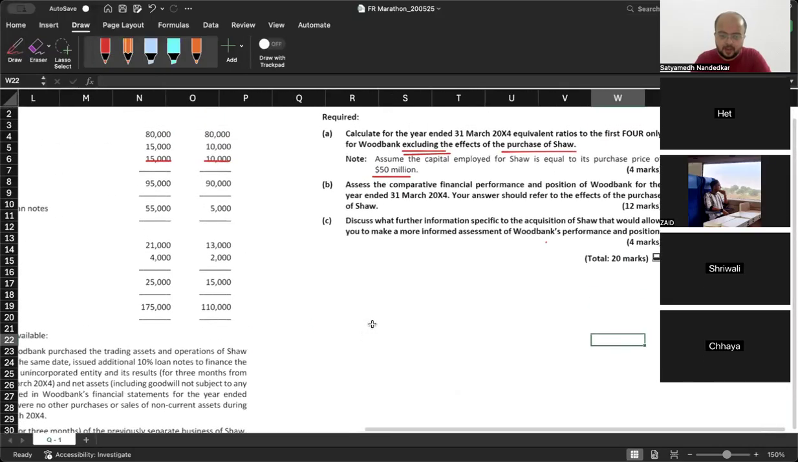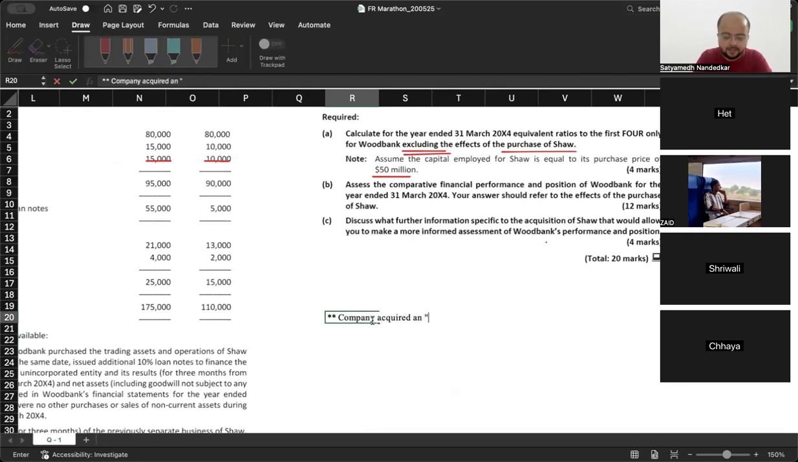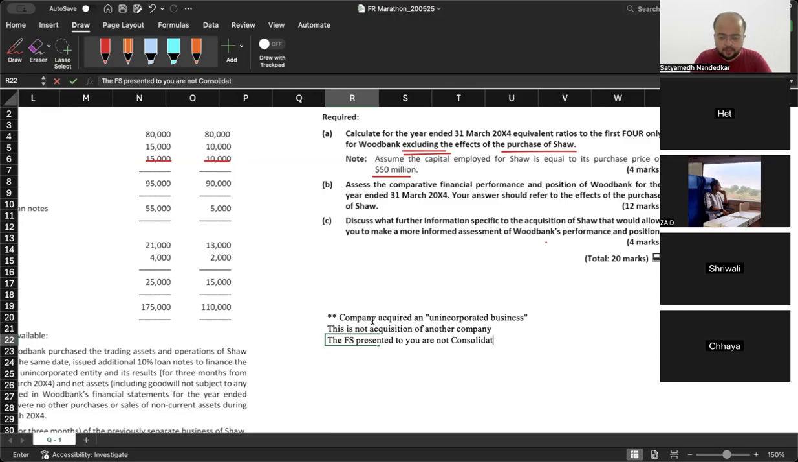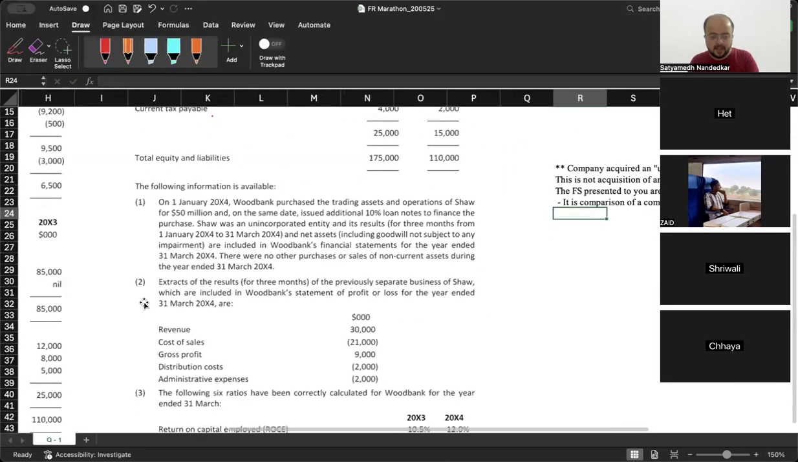Okay? So let's write that down. Company acquired an unincorporated business. This is not acquisition of another company. The financial statements presented to you are not consolidated financial statements. Okay? Basically, it is comparison of a company with itself, which is why I said do not form any preconceived notions before you approach the question. Second part, look.